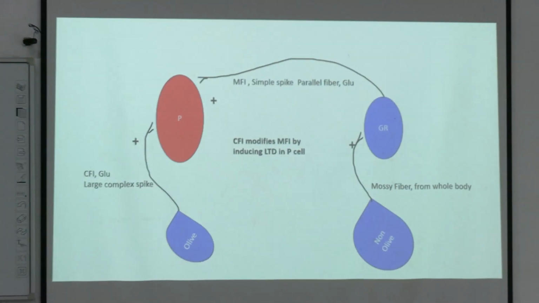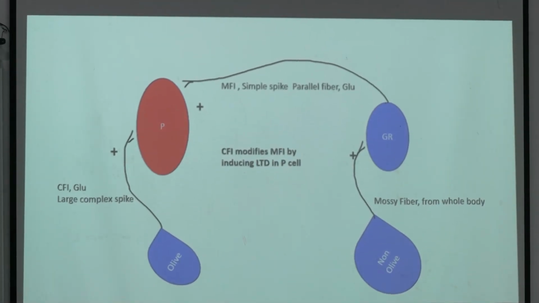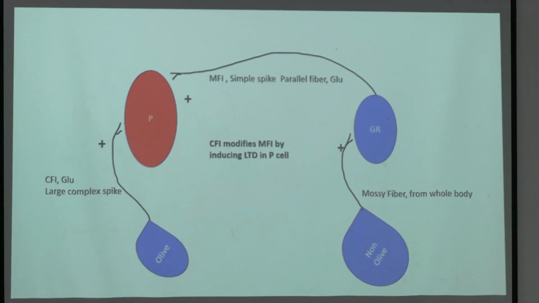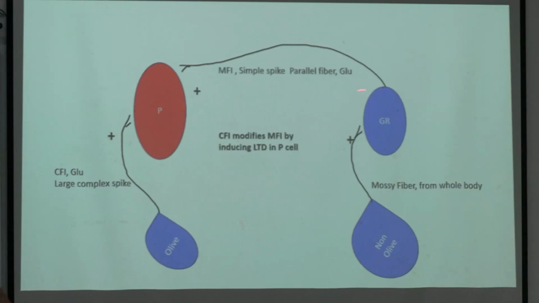All non-olive structures means all the proprioceptive input from your spinal cord. All the information from the spinal cord, the cerebellum takes, right? So all other information comes from non-olive through mossy fibers.